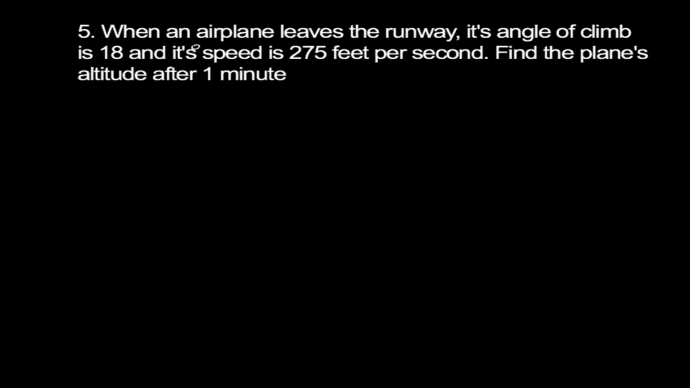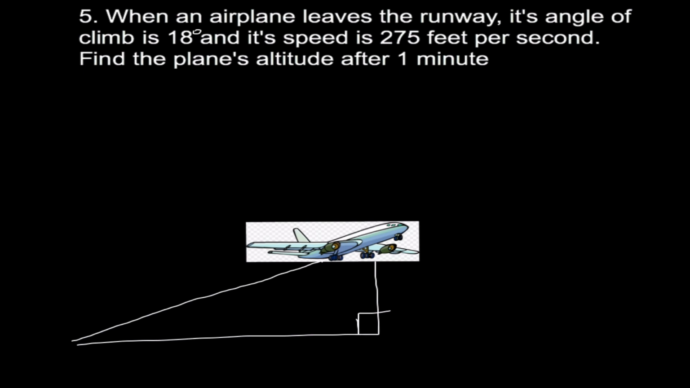When an airplane leaves the runway, its angle of climb is 18 degrees and its speed is 275 feet per second. Find the plane's altitude after 1 minute. So let's go ahead and draw out this picture. Okay, so this is what our triangle would look like. So the angle of climb is 18 degrees, so that would be this angle down here, because that's the angle that the airplane is taking. We're trying to find the altitude, so I'm going to label this A.